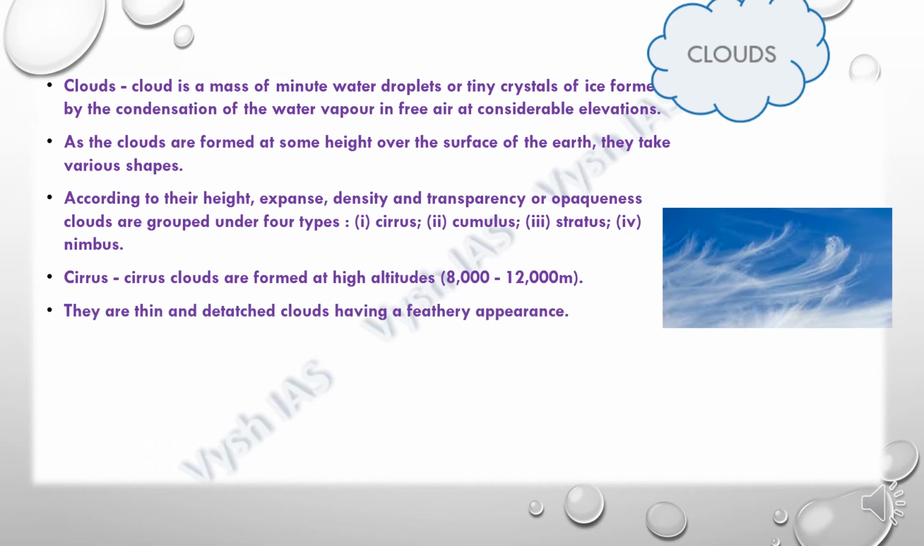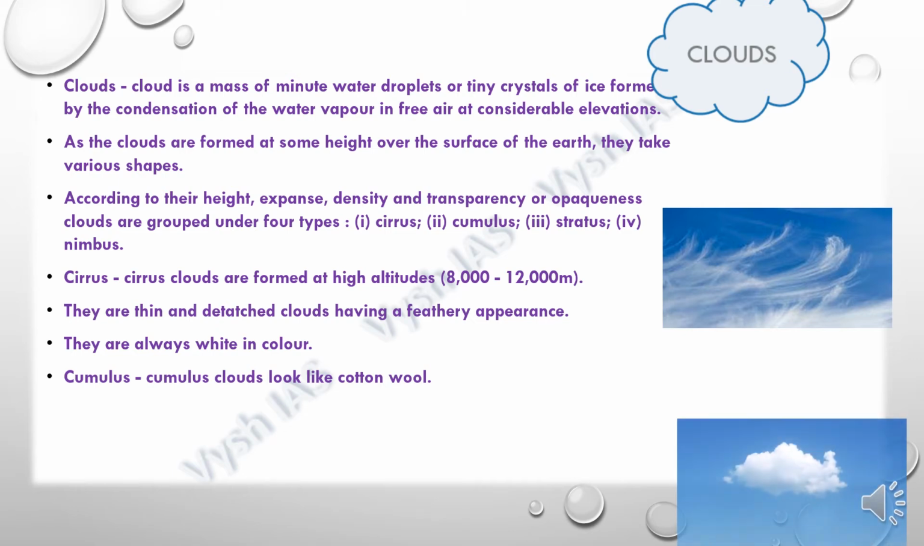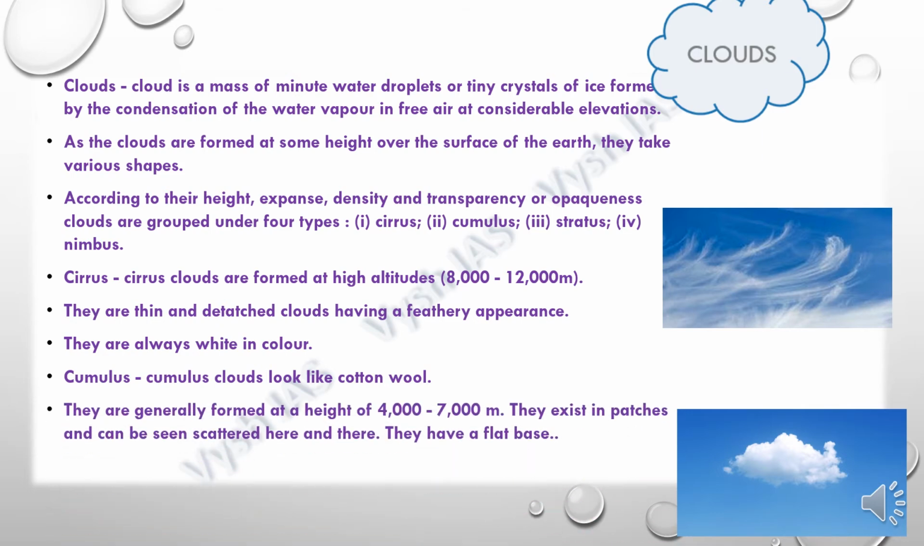They are thin and detached clouds having a feathery appearance. So they are always white in color. Next we have the cumulus clouds. These cumulus clouds look like cotton wool, as you can see in the picture, and they are generally formed at a height of 4,000 to 7,000 meters. They exist in patches and can be seen scattered here and there. Also, they have a flat base.